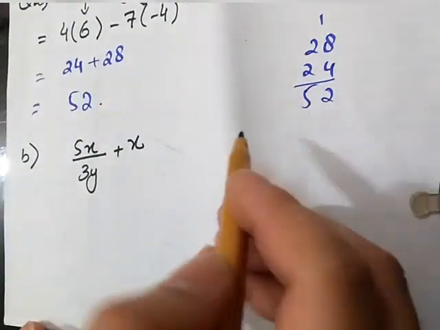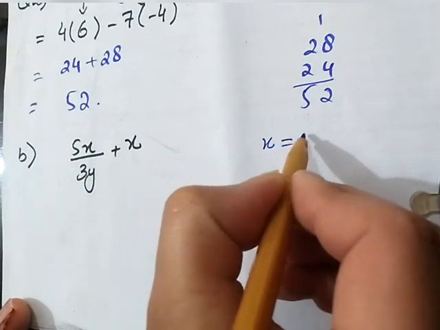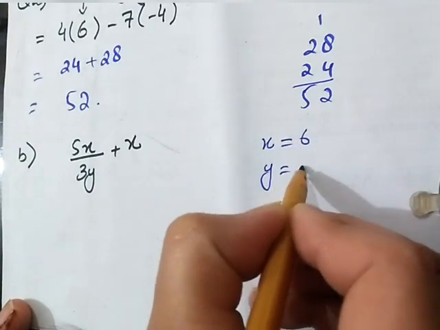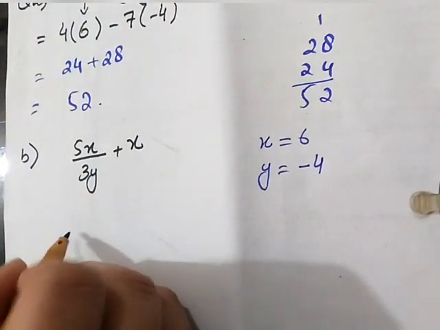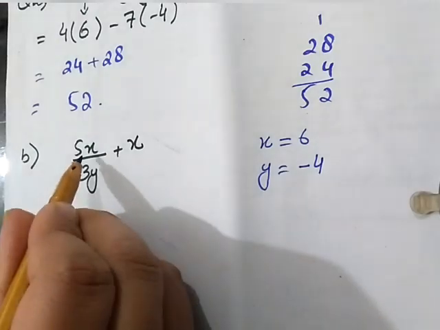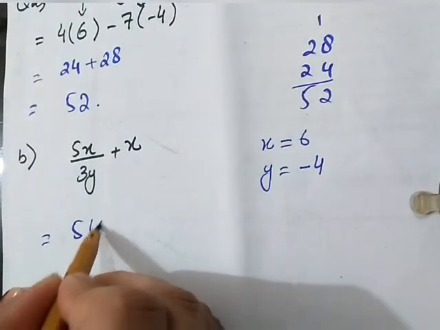Okay, now we do part B, in which again we have to put the values. What are the values that we have right at the start of the question? x is equal to 6 and y is equal to -4. In all 4 parts, the values of x and y will remain the same. Now put the values: 5x. What is the value of x? Again look at the value of x. The value of x is 6.